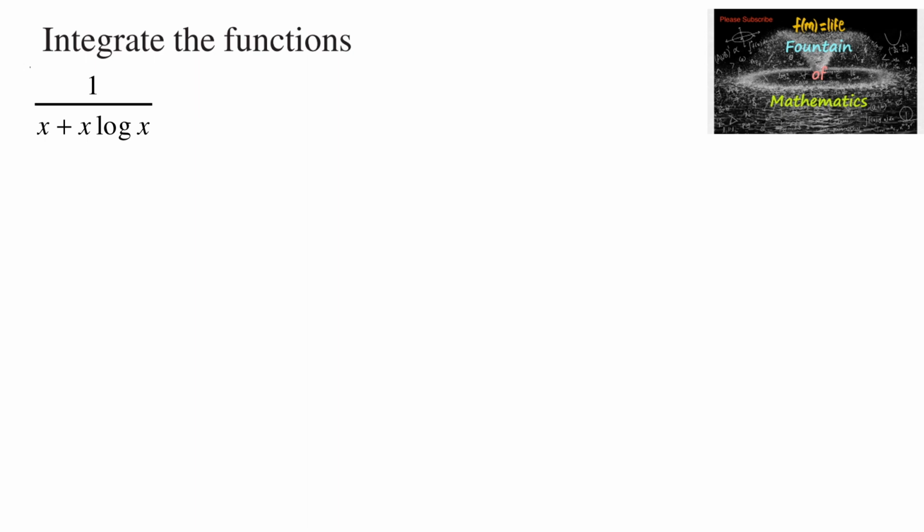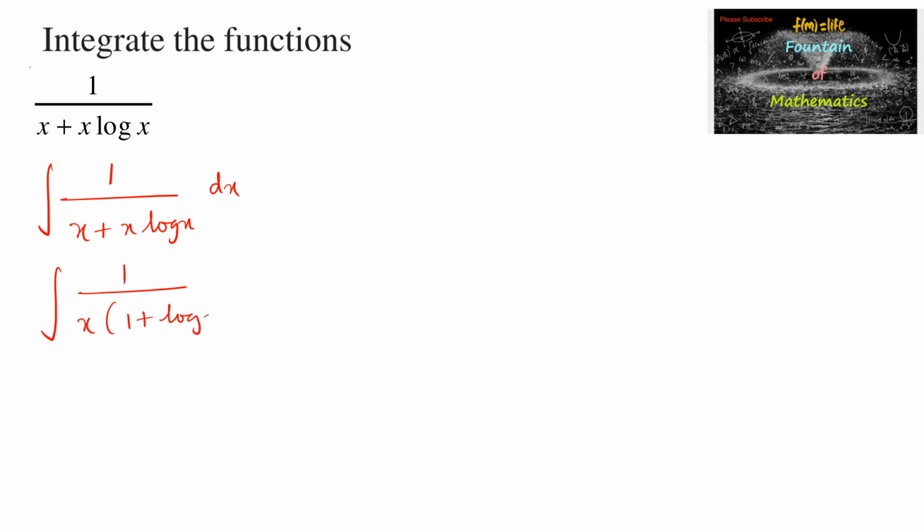Integrate the function 1 upon x plus x log x. So we can write 1 upon x plus x log x dx. We can also write 1 upon x, taking x common, 1 plus log x. So here it's very clear that the differentiation of 1 plus log x will be 1 upon x. So if we substitute 1 plus log x as t, then 1 upon x dx will be dt.